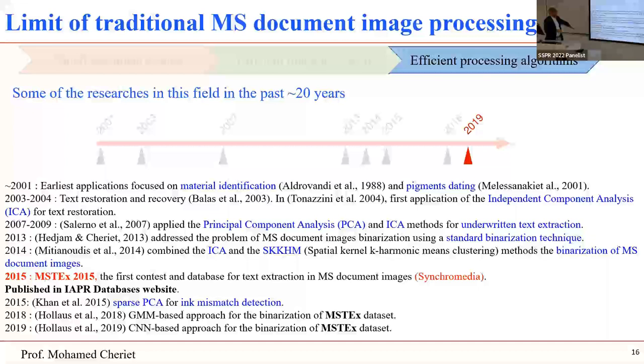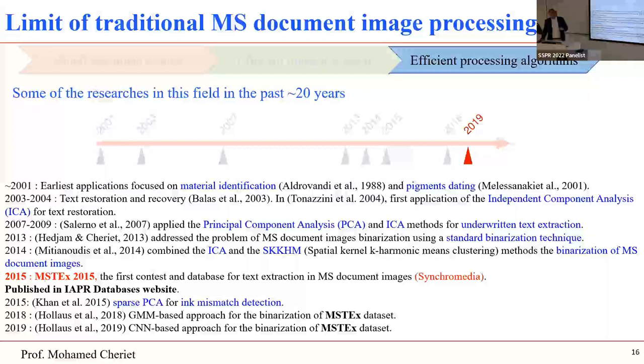And then in 2012-13, Synchromedia, with our Dr. Hajam Rashid, addressed the problem of MS documents using standard binarization techniques and also others like ICA and so on. We contributed in 2015 with a database. We see that in our field there is a lack of benchmark databases, so we have to contribute to the community. So we built the first contest and database for text extraction in MS document images, and it was published on the IAPR databases website. We had a paper in Bigdar 2015 and published the database, and people are using it, as you see in the literature.